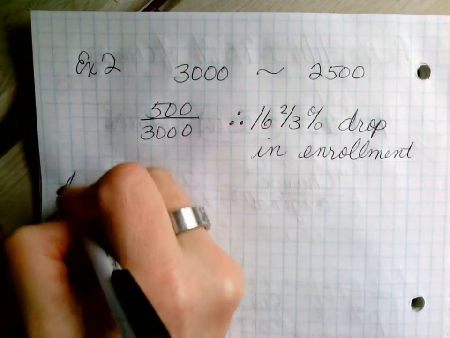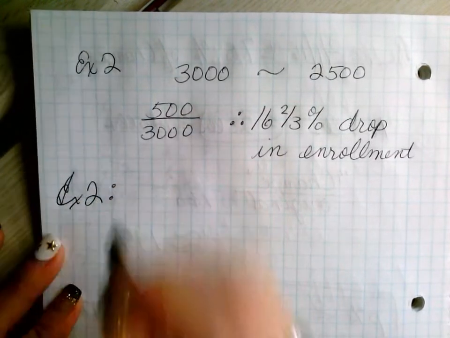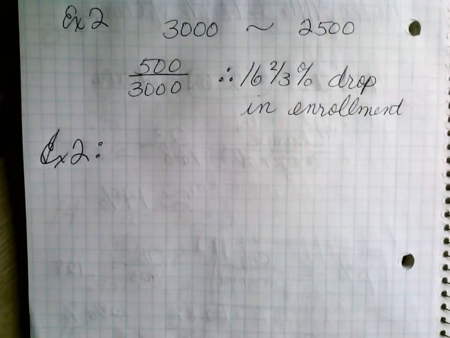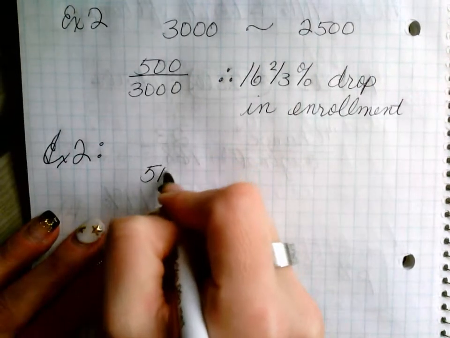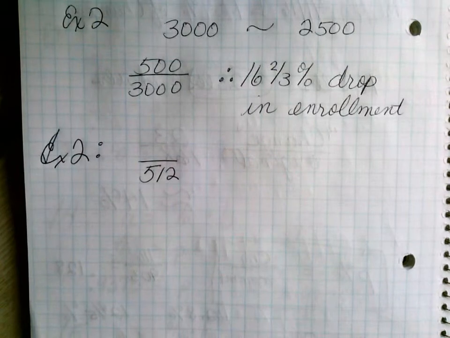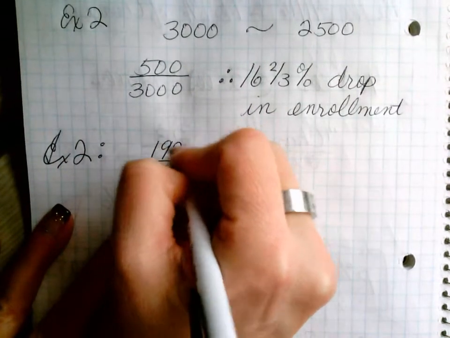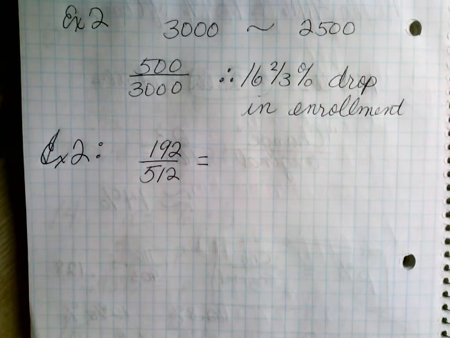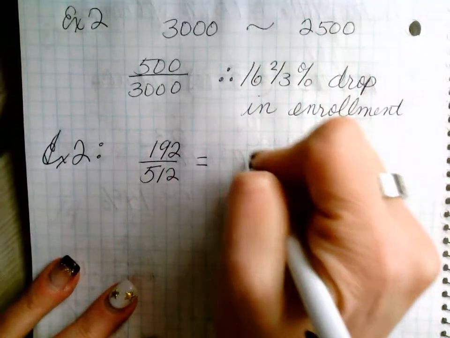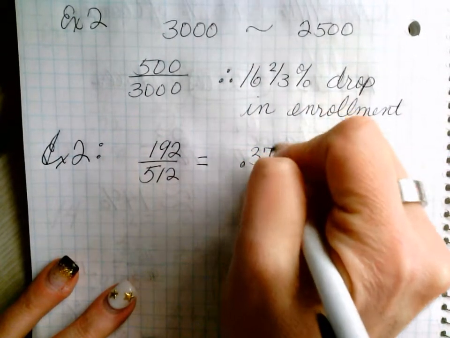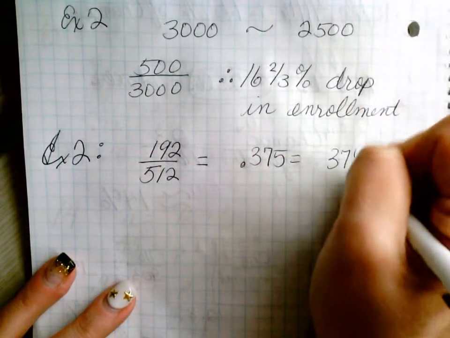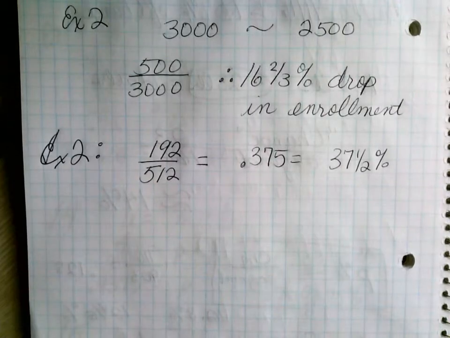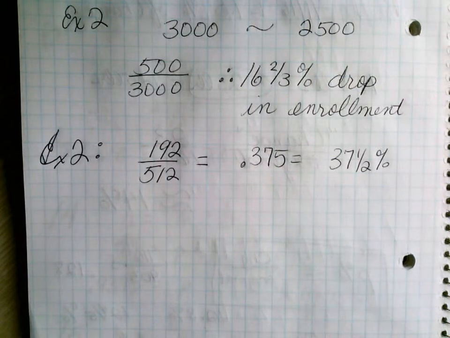I guess I should do example 2 with you out of the book instead of making up my own. Percentage of decrease from 512 to 320. So the original is 512. The difference between those two is 192, isn't it? 192 divided by 512. 0.375 gave you something like 37.5%, right? 37.5%. Okay? Change over original. Change over original. All right.